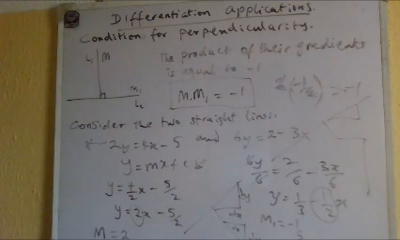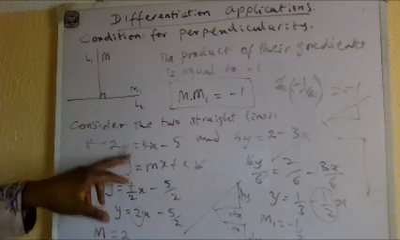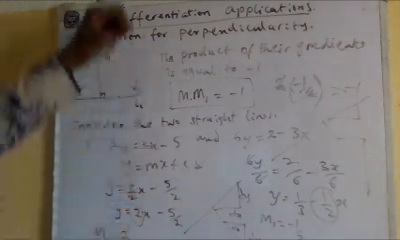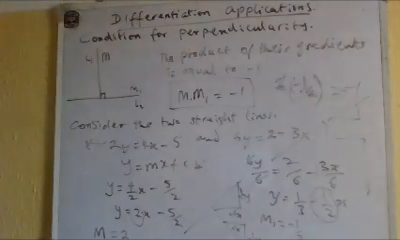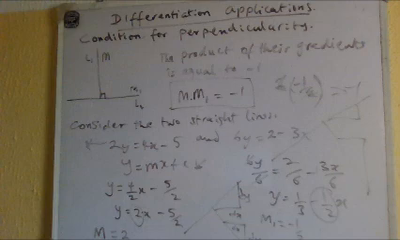So you can be given some equations to test whether they are perpendicular. If you solve for the gradient of each of the equations and their product does not give you minus 1, you know that those two lines are not perpendicular. So it's easy. Okay, all right.